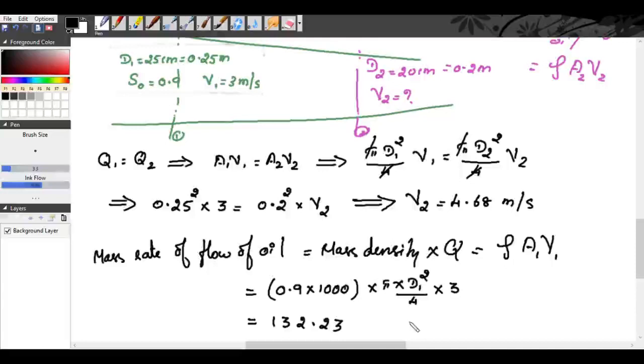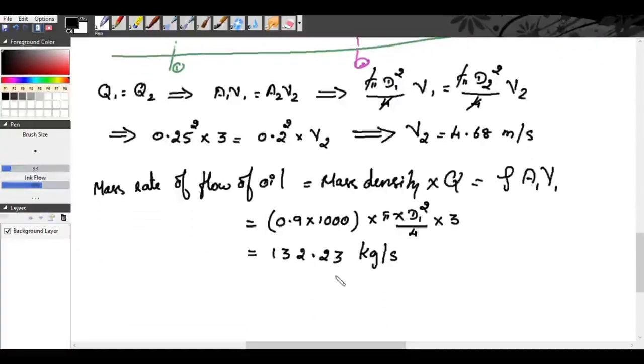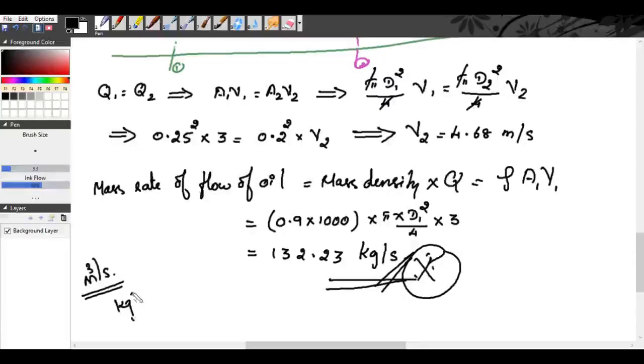In the previous cases, when it was a rate of flow, our unit was meter cube per second. Here, it is mass rate of flow, so the unit is kilogram per second. Okay. The previous cases, it was volume rate of flow, that was meter cube per second. Here it is mass rate of flow. That means it is kilogram per second. So, remember this. This is very important. If it is meter cube per second, that is volume rate of flow. If it is kilogram per second, it is mass rate of flow.